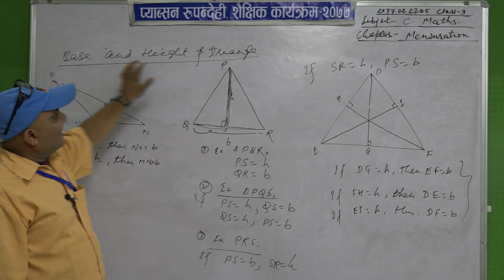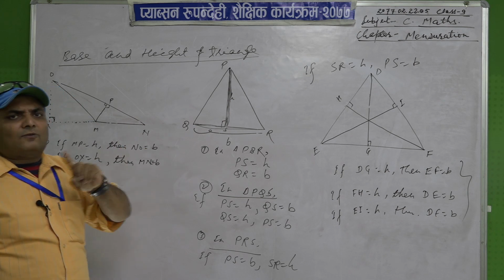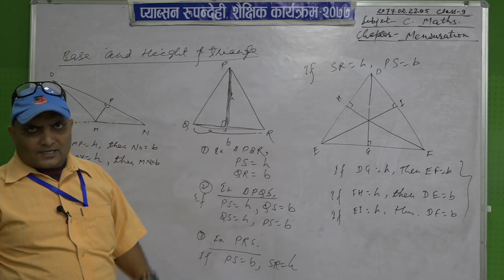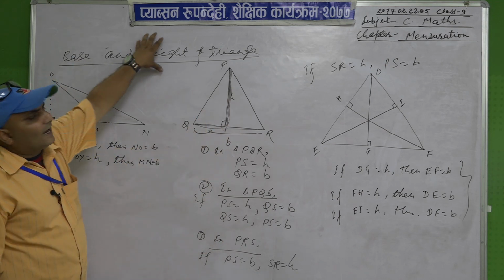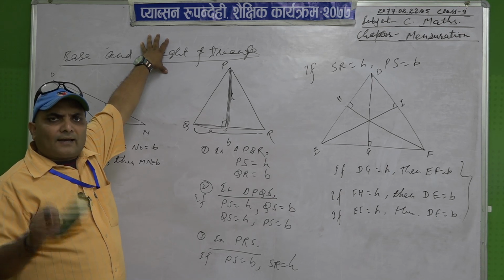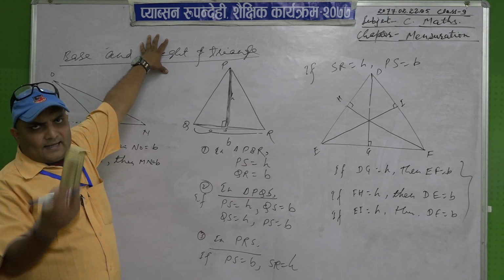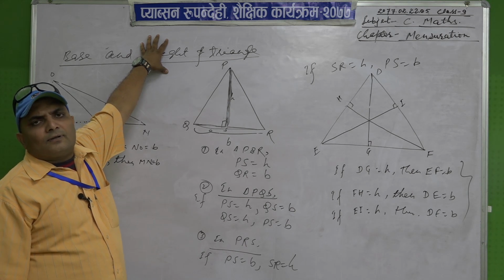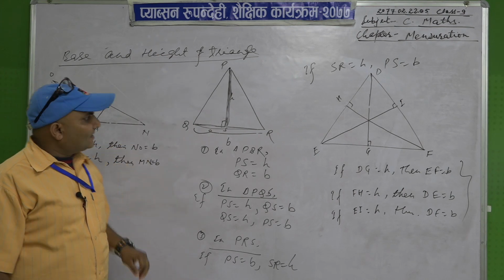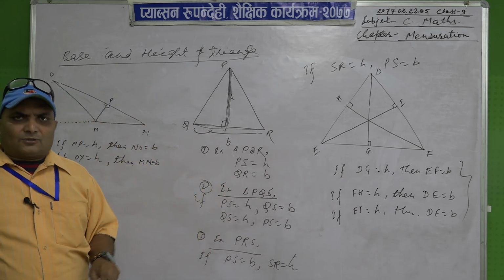Without the concept of base and height, we cannot find out the area of the triangle or the area of the parallelogram or the area of other things. So, what is height of the triangle? A perpendicular line drawn from the vertex to its opposite side is called height, and that opposite side is called base of the triangle. This is the common definition, and these are some examples of base and height of the triangle. Okay.